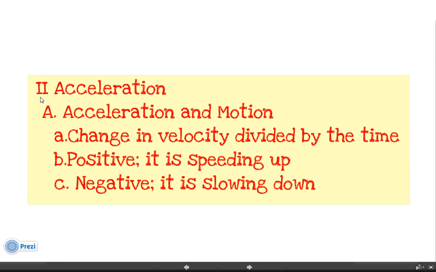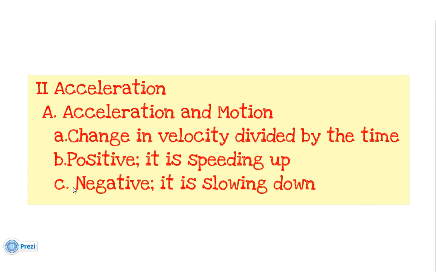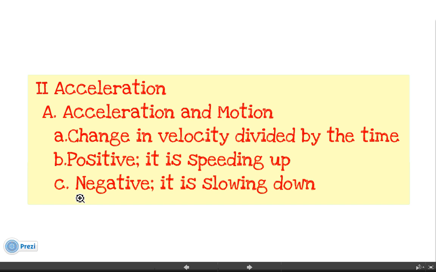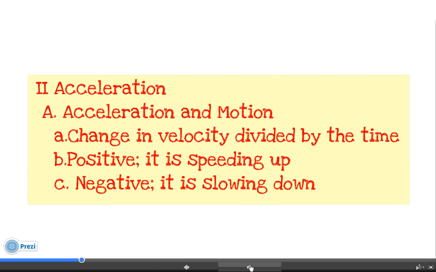You're writing Roman numeral 2, acceleration, capital letter A, acceleration and motion, that's the heading. And the facts in here are that it's the change in velocity divided by the time. If it's positive, the object is speeding up, and if it's negative, the object is slowing down. Now, it wasn't worded that way in the book, but I don't think we could quite understand what was written in the book, so I kind of cheated for you a little bit. All right, pause it and return when you're done.